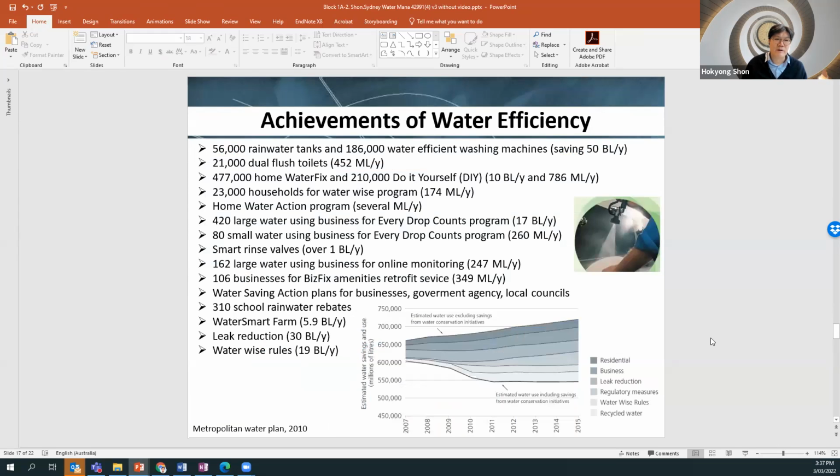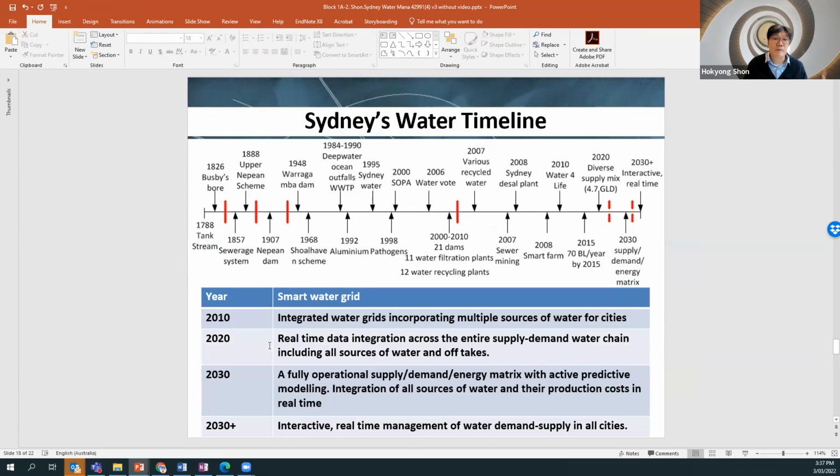Also, we have many different ways of water efficiency: rainwater, dual flushing, and you can see a lot of different programs. You can make sure that a little bit of saving here and there means we can manage the more water-wise side of our water efficiency program.